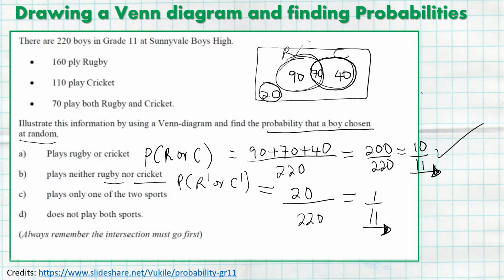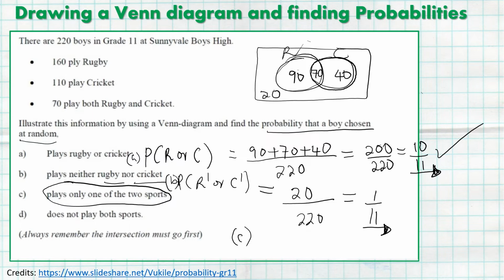Okay, let's go to C now. On your C, they want you to get the probability that the boy chosen at random plays only one of the two sports. Only one of the two sports. The probability that the boy chosen will play only one. So we must go on only that particular sport, right?